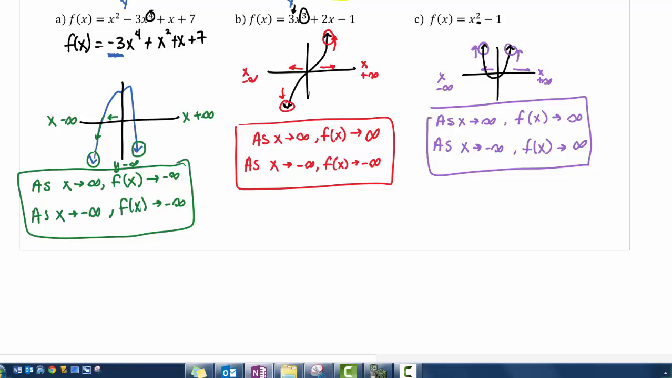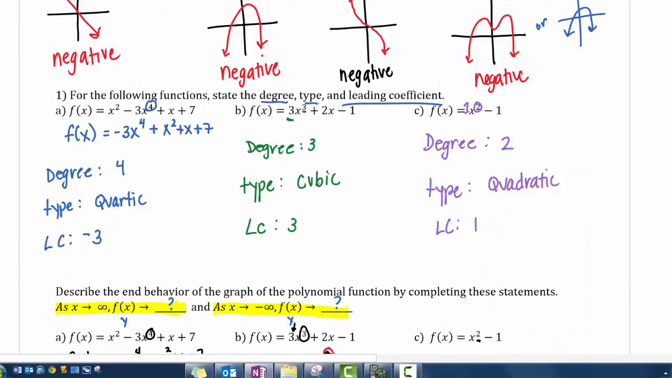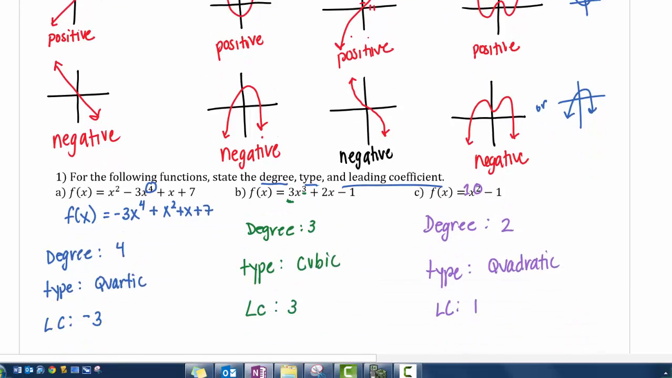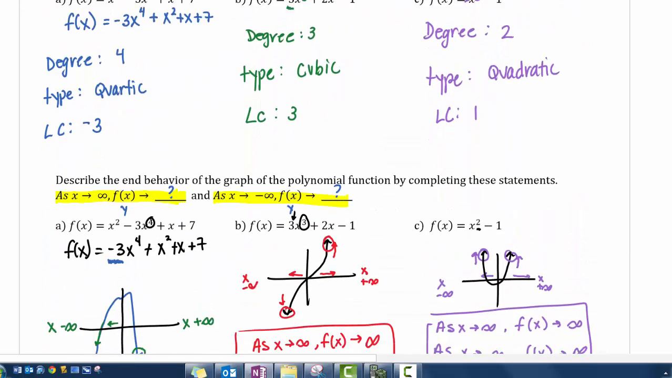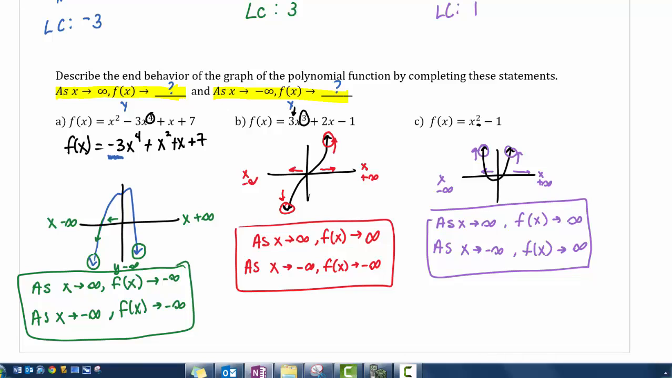All right, so this video is all about knowing the shape and the degrees of polynomials, leading coefficients, the types, as well as figuring out the end behavior.